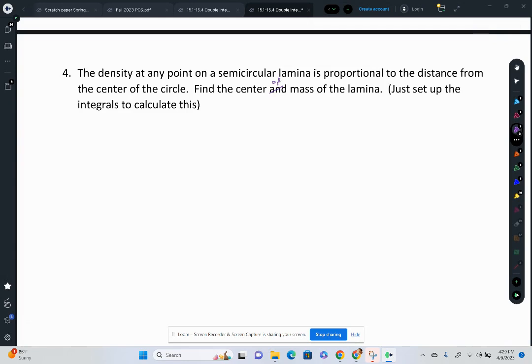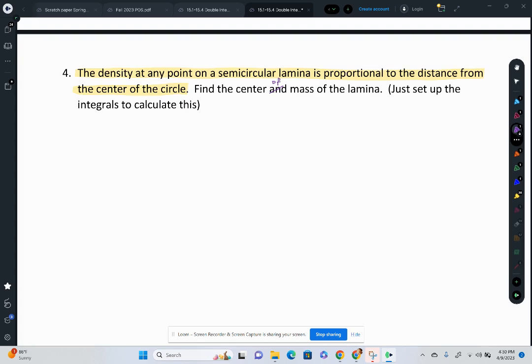So again, the density at any point on a semicircular lamina is proportional to the distance from the center of the circle. So here I chose this example to focus on how do we come up with that density given the way they gave it to us. We need to translate this sentence. The density at any point on a semicircular lamina is proportional to the distance from the center of the circle.